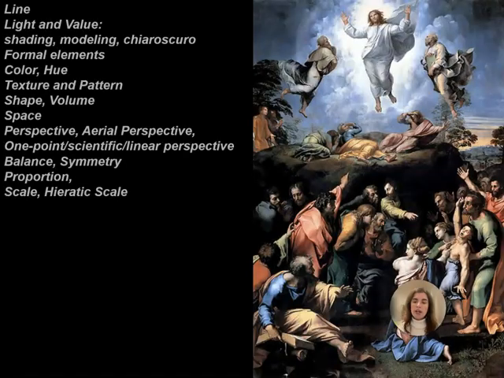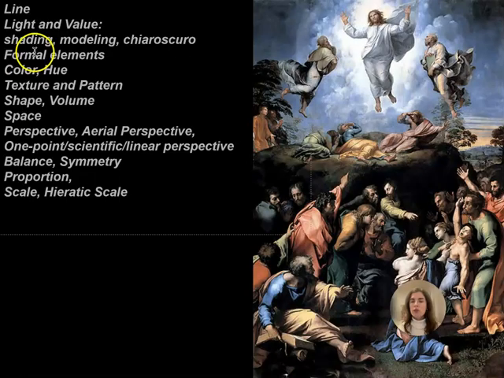All right, and so the exercise for this lecture is to look at some paintings and to try to apply some of the terms that we've used so far in this lecture. So thinking about line, light and value, so things like shading, modeling, chiaroscuro, formal elements, so the different elements of form, the color, the hue, the texture and pattern, shape and volume, space, perspective, aerial perspective, 1 point, scientific or linear perspective, balance, symmetry, proportion, scale, and hieratic scale.